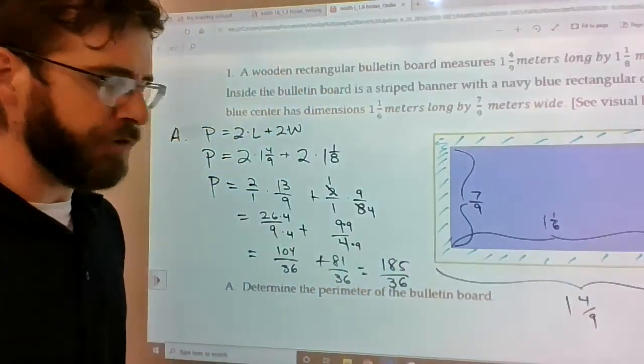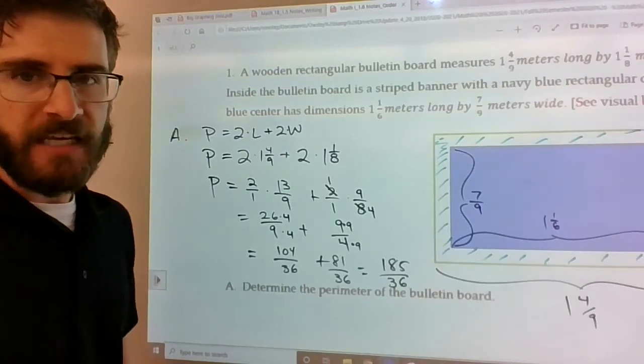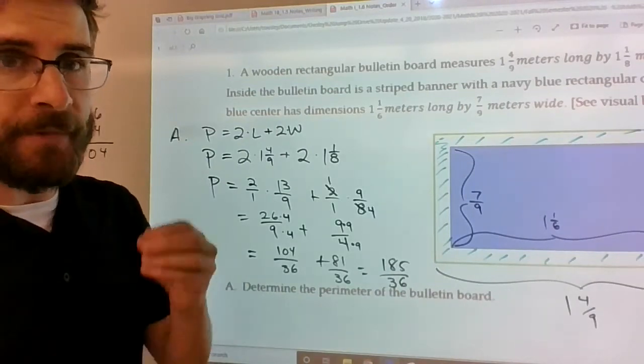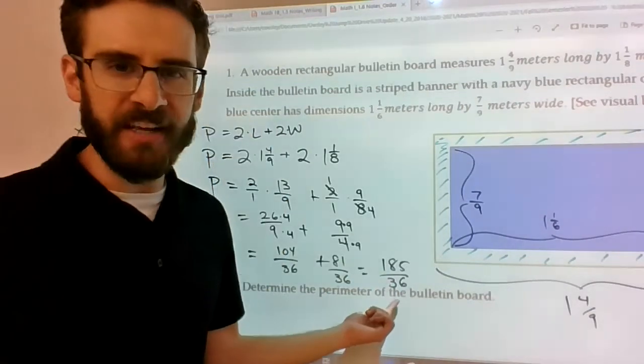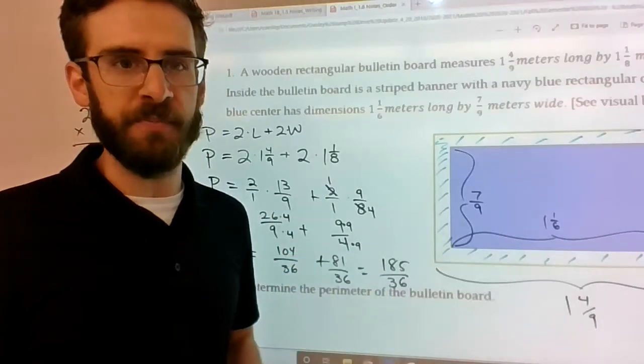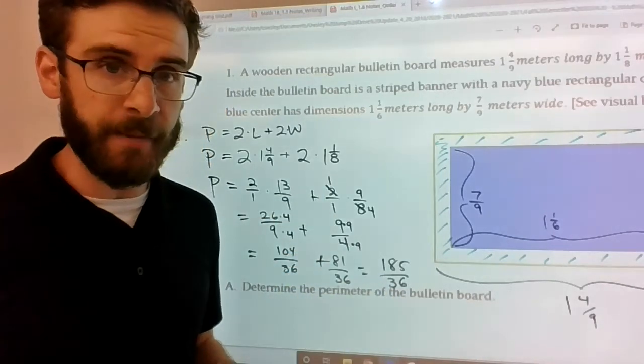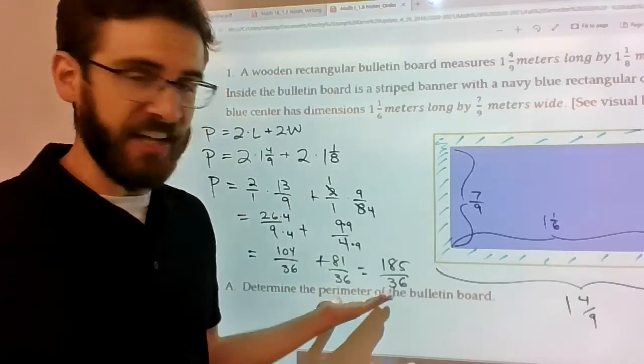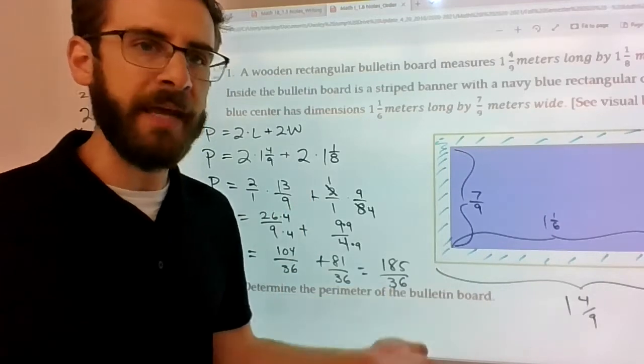So you got 185 over 36, and that would be your perimeter in terms of meters, not meters squared. And really, I need to get some kind of perspective on what this number is. I mean, we're talking about a perimeter, and that's just a random fraction. Let's at least make it a mixed number.